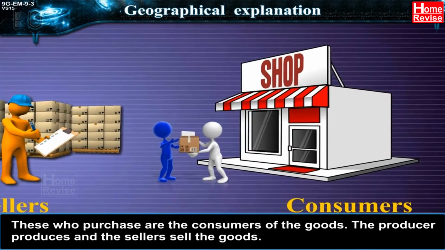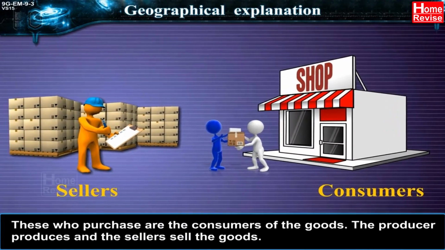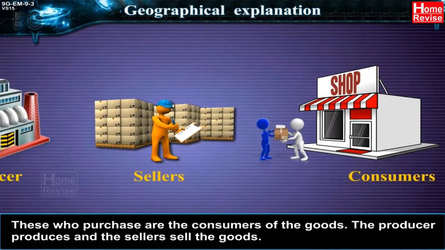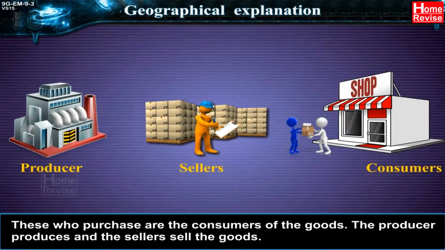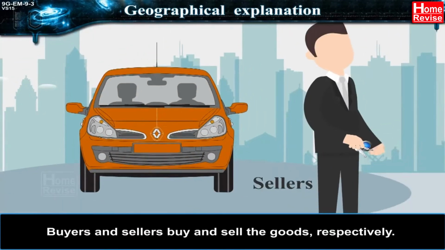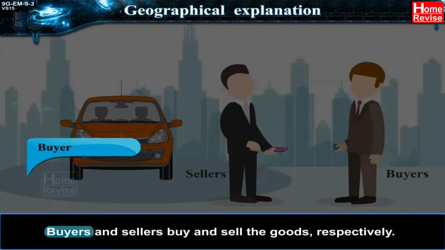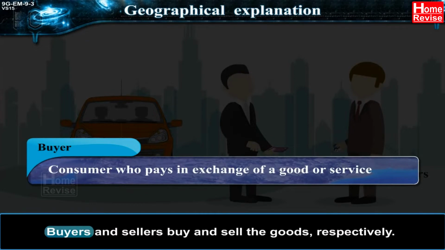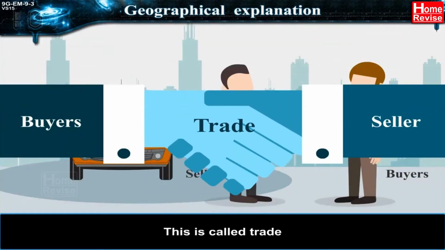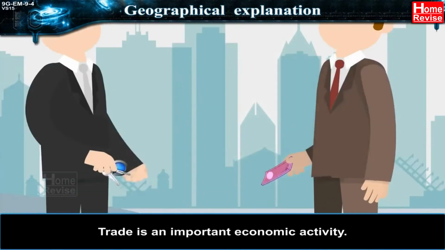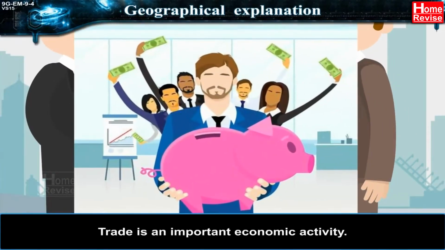Those who purchase are the consumers of the goods. The producer produces and the sellers sell the goods. Buyers and sellers buy and sell the goods respectively. Buyer is the consumer who pays in exchange of a good or service. This is called trade. Trade is an important economic activity.